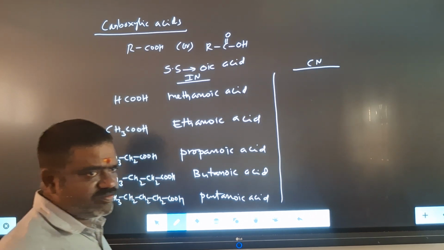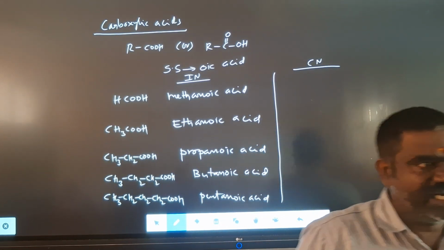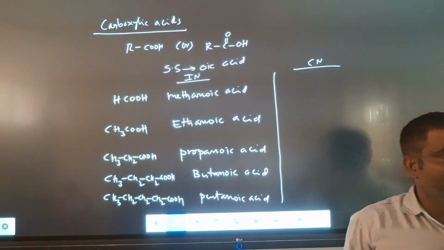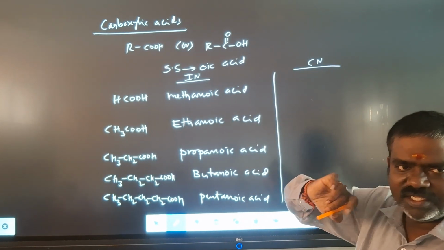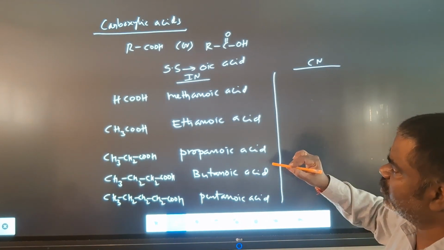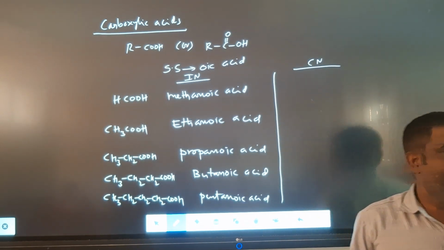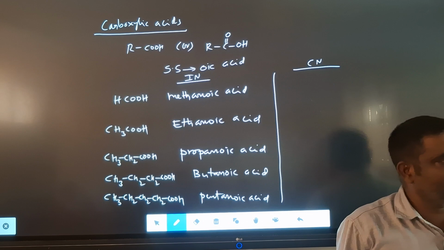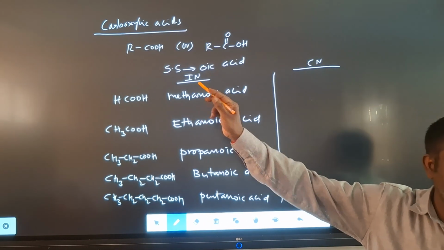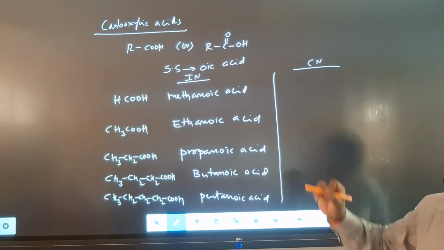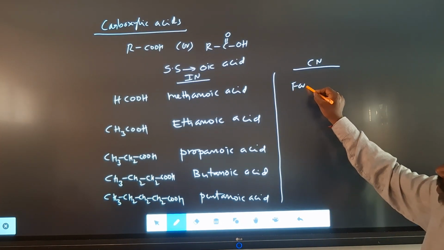The first one, HCOOH, is obtained from red ant. In Greek language, red ant means formica. All these compounds were discovered by Greek scientists, hence all names are proposed in the Greek language. Red ant is known as formica in Greek, hence it is known as formic acid.